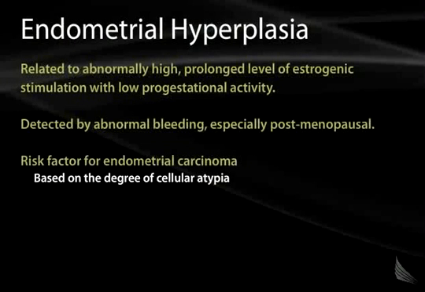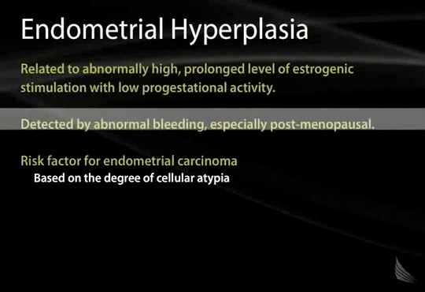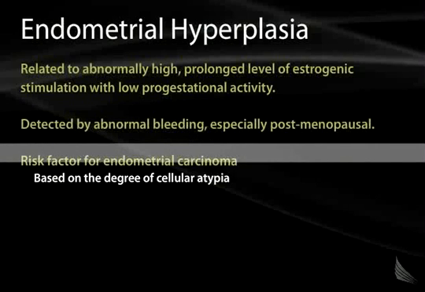Finally, another cause of dysfunctional uterine bleeding is endometrial hyperplasia. Endometrial hyperplasia is thought to be related to abnormally high, prolonged levels of estrogenic stimulation of the endometrial lining with low progesterone activity. It's detected most often by the presence of abnormal bleeding, especially that occurs postmenopausally. Endometrial hyperplasia is considered a risk factor for endometrial carcinoma.